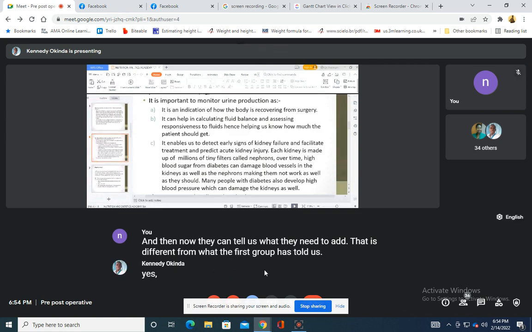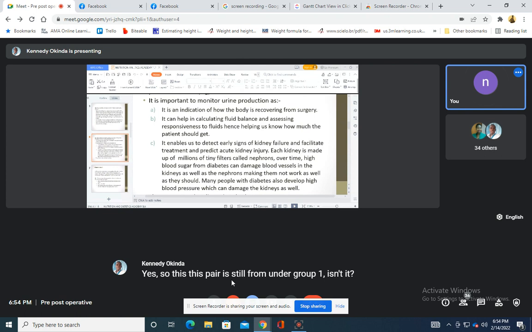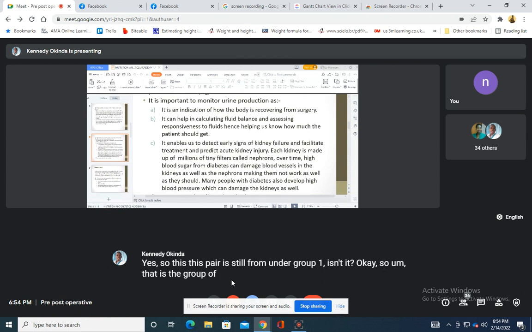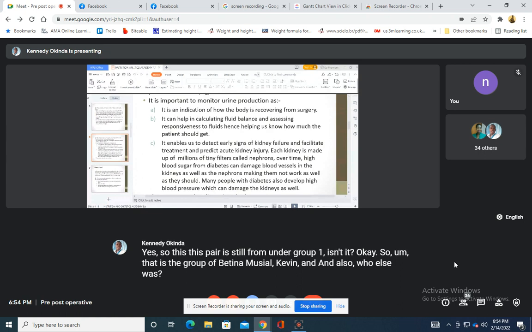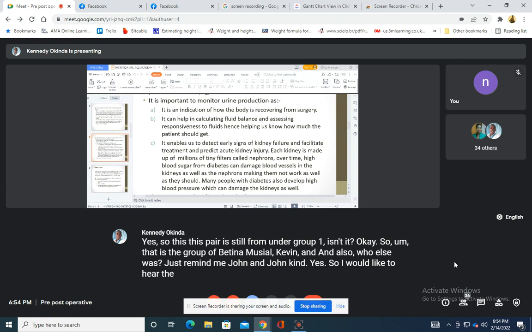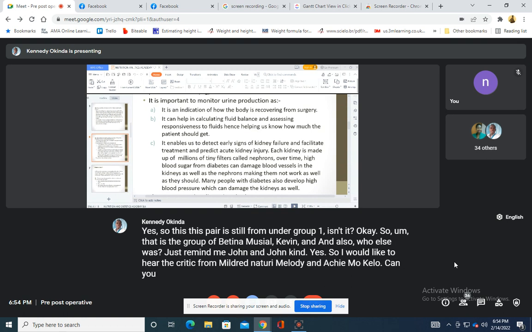So this pair is still from under group 1, isn't it? Yes. Okay. So that is the group of Bettina, Musia, Kevin, and also who else? Just remind me, John. It's John Kind. So I would like to hear the critique from Mildred Naitore, Melody, and Achieng Okello. Can you kindly critique or add something on what they have presented?